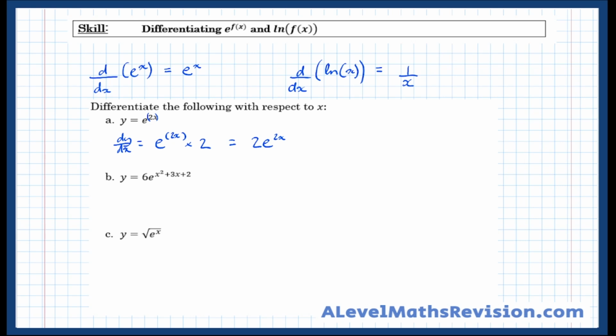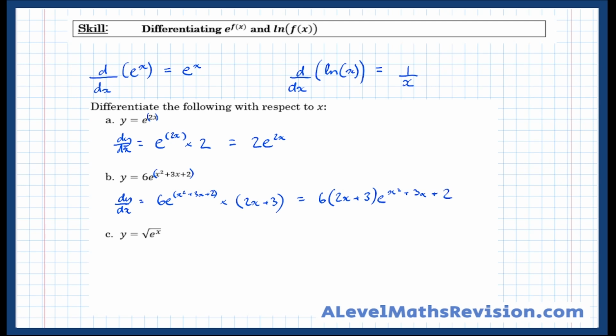So see if you can apply that to this next one here. We've got 6e to the x squared plus 3x plus 2. Pause the video, see if you can come up with the answer for this one. So in this case, dy by dx equals, well, we've got 6e to the power of something, which differentiates to give 6e to the power of something. So whatever's in that bracket, we now look in, see that it's x squared plus 3x plus 2, and we multiply by the differential of the bracket, which is 2x plus 3. So equals 6, 2x plus 3, e to the x squared plus 3x plus 2.